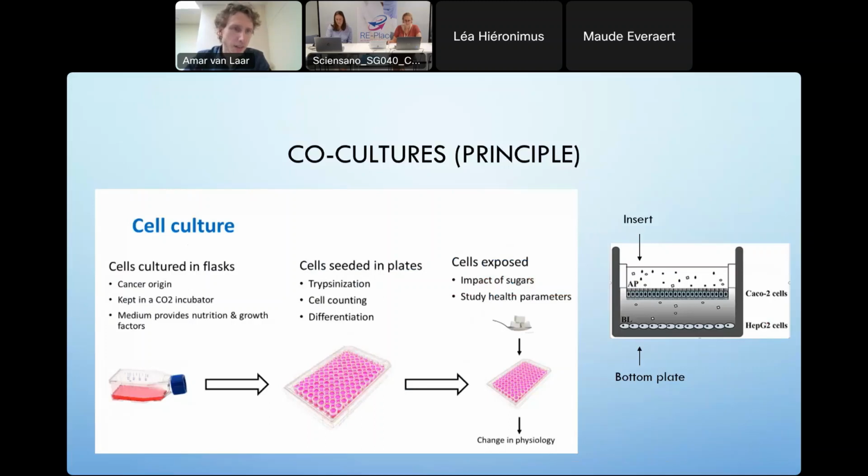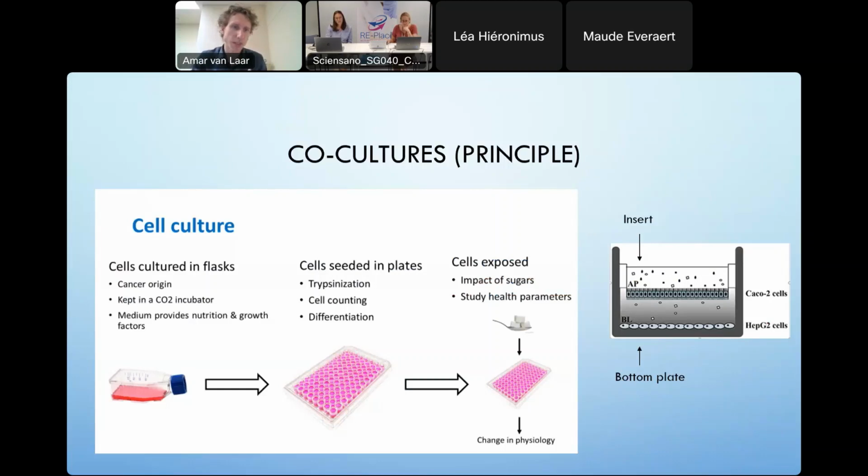In cell culture, you culture cells in a flask under stable conditions in a CO2 incubator, so temperature, humidity, and CO2 concentration are all stable. You provide the cells with a medium containing nutrients and growth factors, in our case a DMEM.